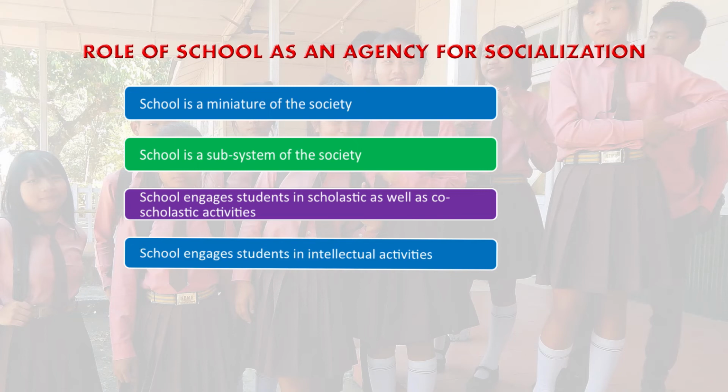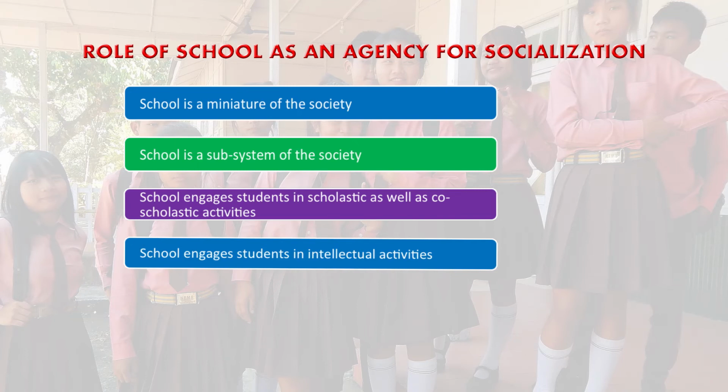And here school also involves the child in different types of co-scholastic activities that we call co-curricular activities, just like games and sports, different cultural activities, different literary activities, study tours, site visits. So such things the school takes responsibility for. So that's why school actively engages the students in different types of activities, whether scholastic or co-scholastic, and further school engages students in intellectual abilities.